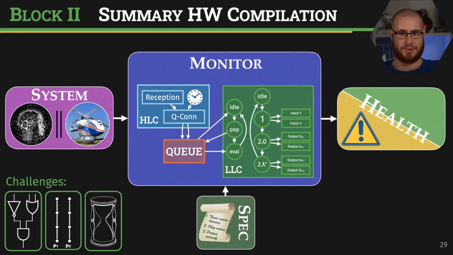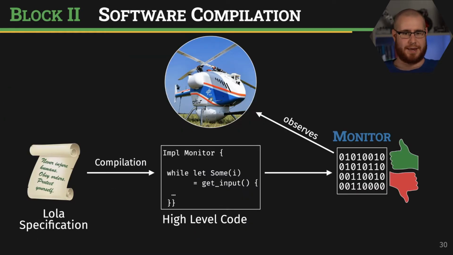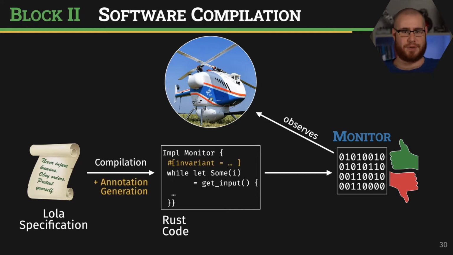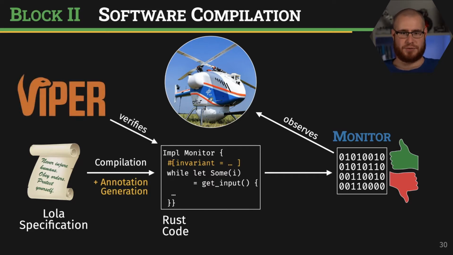Okay, let's head over to the software compilation. Here, the high-level code which we compile is Rust code. During this compilation, we are able to automatically inject annotations, which can be used for the verification of the code. So we use the Viper framework, which translates these verification annotations into an SMT model. And it uses an SMT solver, namely Z3, to then verify the model and thus verify the Rust code. And the idea is that this verification of the Rust code then translates to the executable Rust monitor.